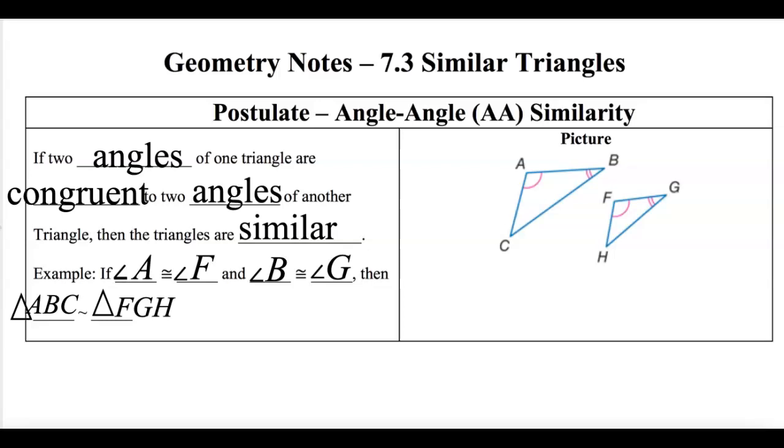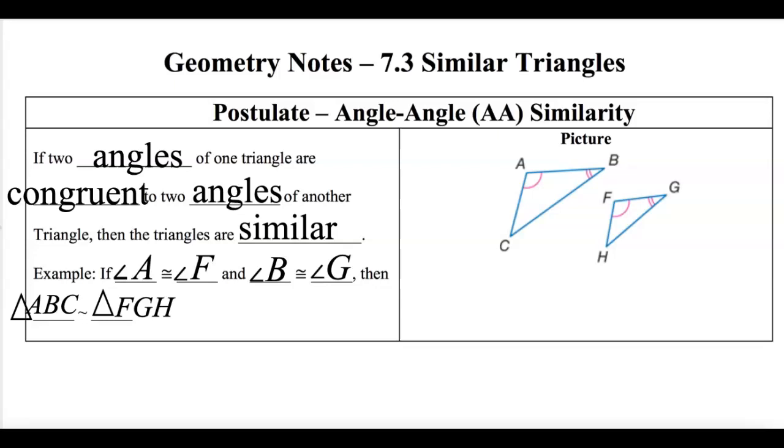All right, we're back with 7.3, similar triangles. So in this section, we're going to be able to discuss whether or not triangles are similar. And it is almost like what we talked about when we were trying to prove that angles were congruent. So in this section, we're going to have three similarity statements.